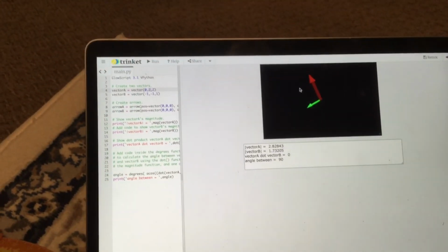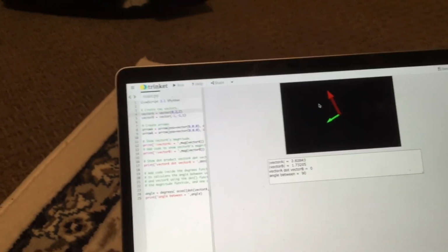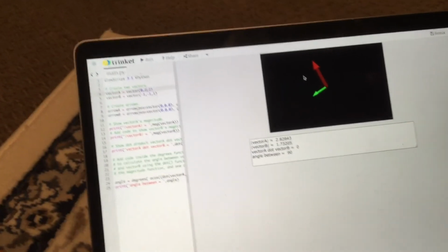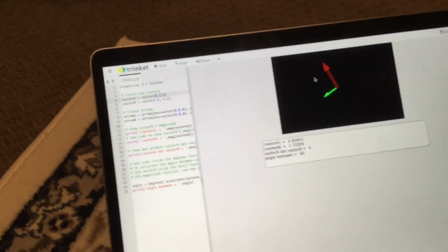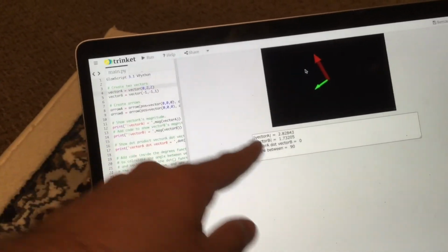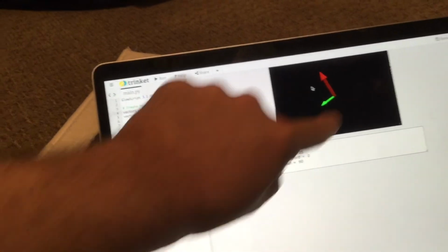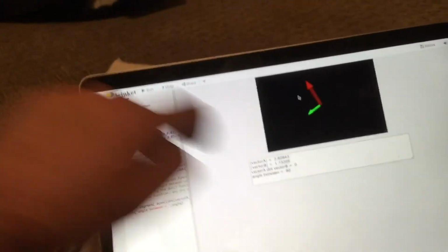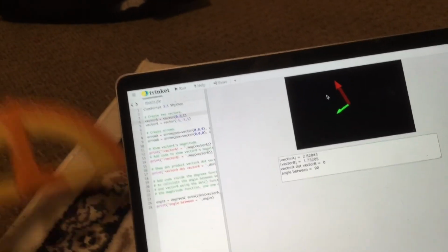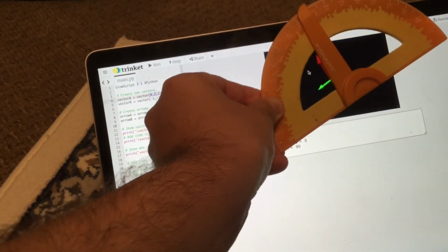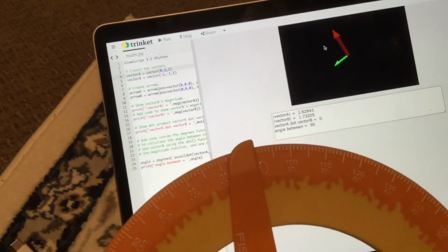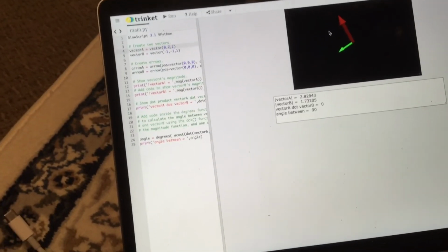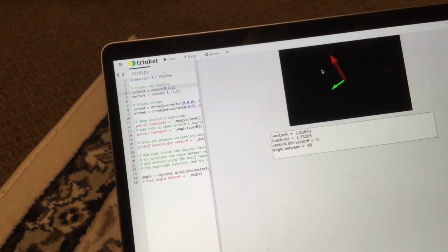Alrighty, we're back in VyPython. I moved vector A, and as you can see, I printed vector B's magnitude to get 1.73. Now we change vector A to 0, 2, 2, so we get 2.82, and the angle between them is 90. Remember, with a 90 degree angle we get a dot product of 0, which I also checked with the protractor. The angle is 90 degrees. So we have a 0 dot product, which means that with a right angle you're going to get 0.